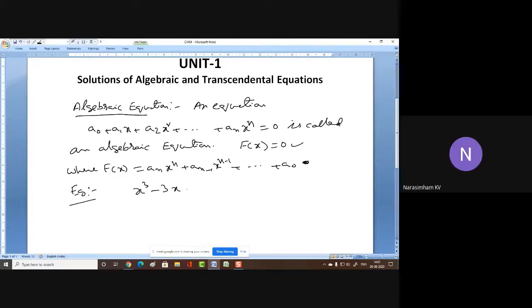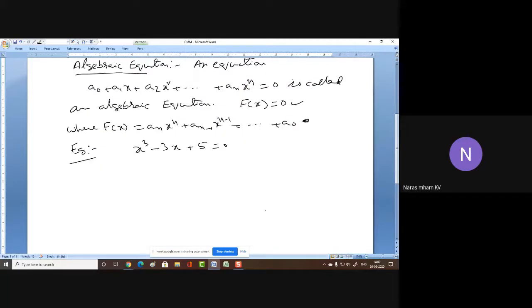But give one example of an algebraic equation. This is an algebraic equation. First example is this one. Now another example is this. This is another algebraic equation. Now if you observe, what is the degree of the first equation? Anyone responding? 3, sir. Degree is 3. How many roots are there?